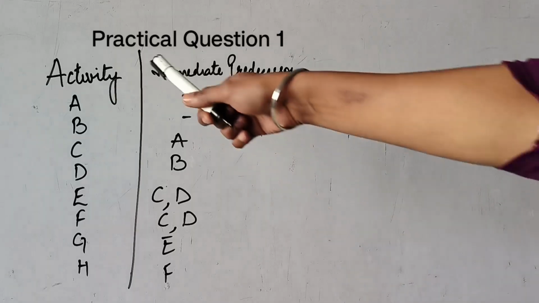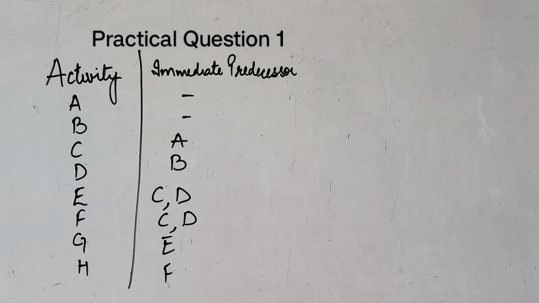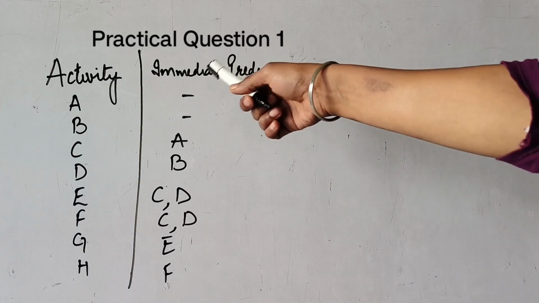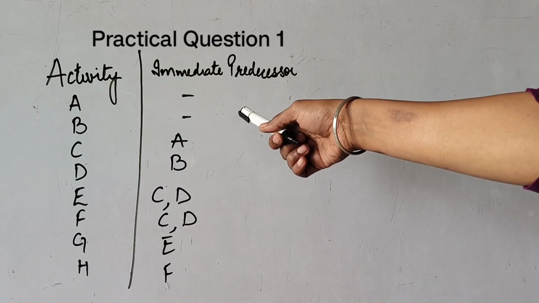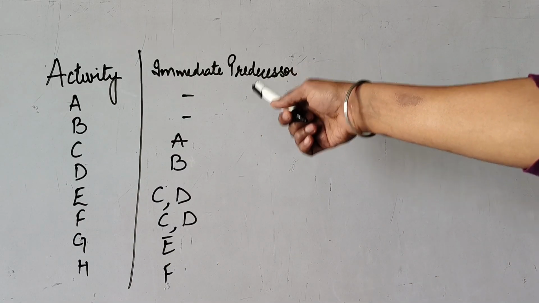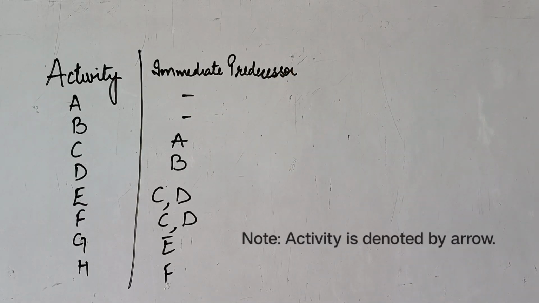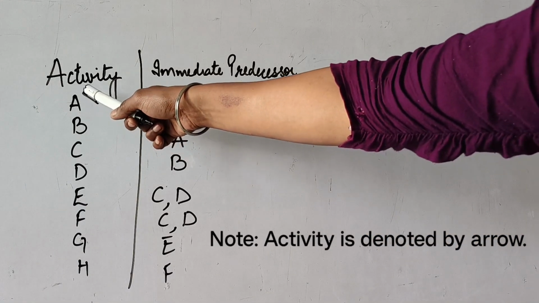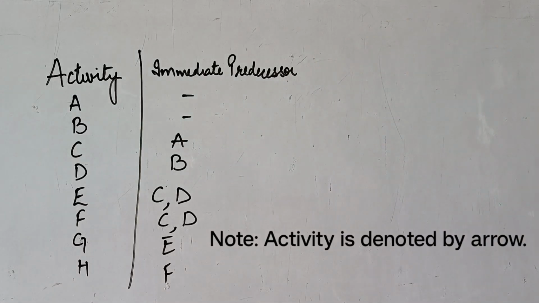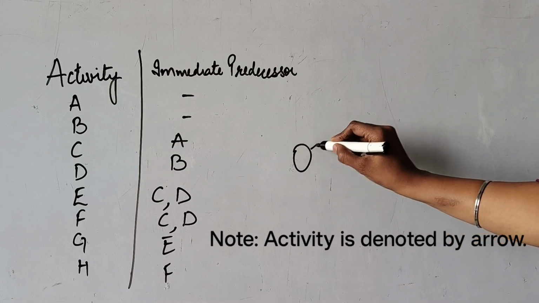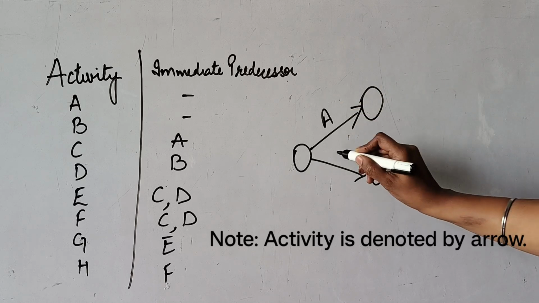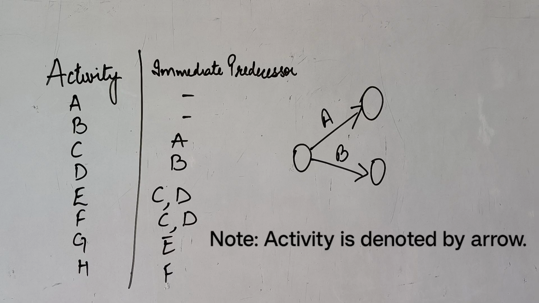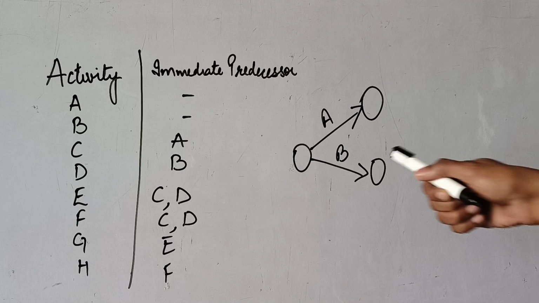Now this is a practical question where we have to draw a critical path. We have been given the activities and immediate predecessors, or we can say the initial events, precedent events, and from this we have to create a network. So first of all, let's start with the first activities, A and B. They have no predecessors, so we will be starting with the node, and this is our A activity and this is our B activity. Like this we will be drawing. As they do not have any predecessors, we have started from one point.